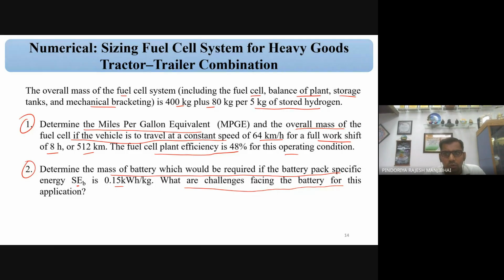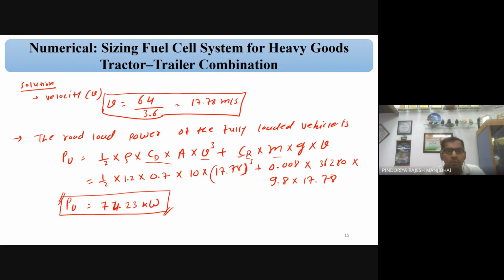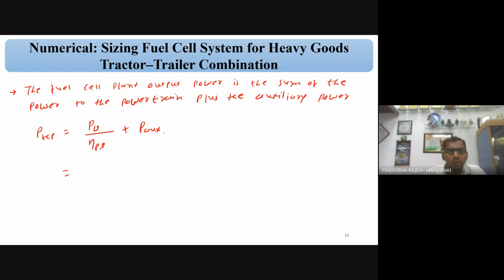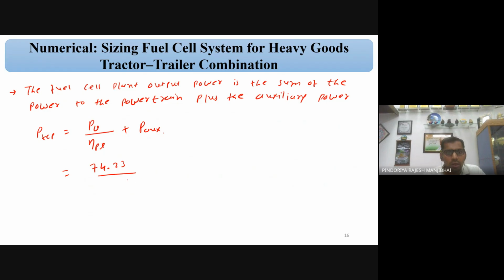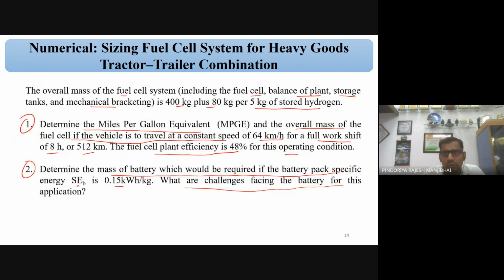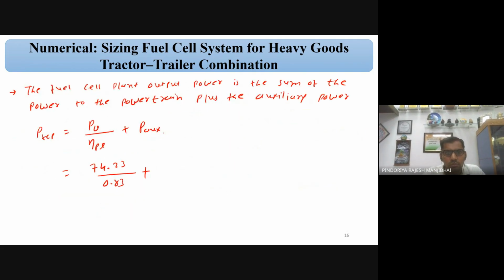PV we calculated, yes, sir. PV we calculated 74.23, correct? Yes, in the previous one 74.23 kilowatt divided by eta PT. So eta PT is 0.85 efficiency plus auxiliary power. Auxiliary power is given, I think, 2 kilowatt maybe, sir. Yes, here auxiliary power is given 2 kilowatt. So how much?